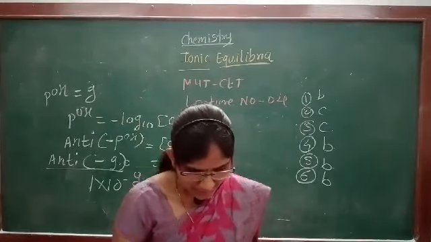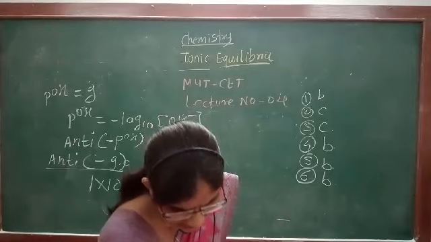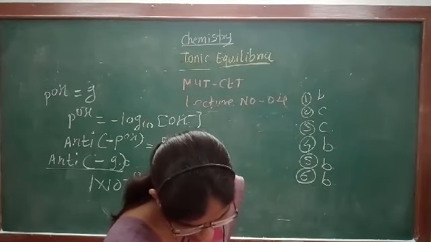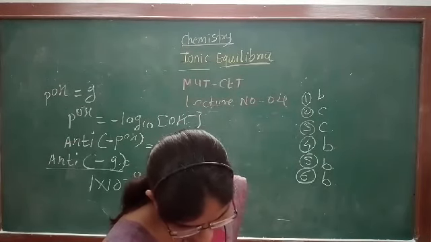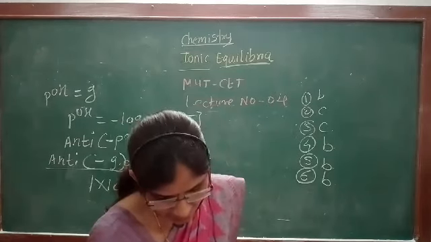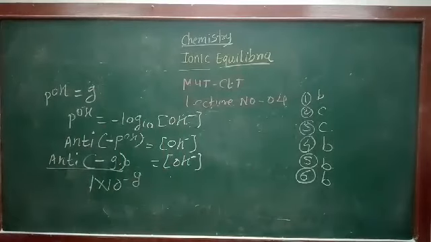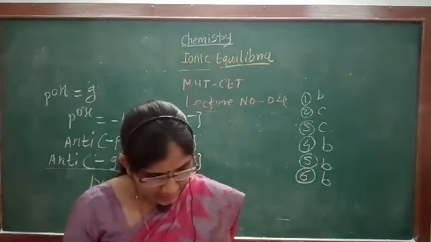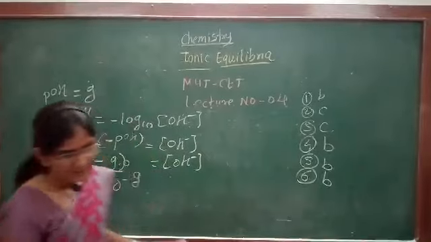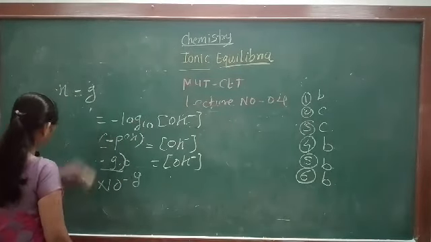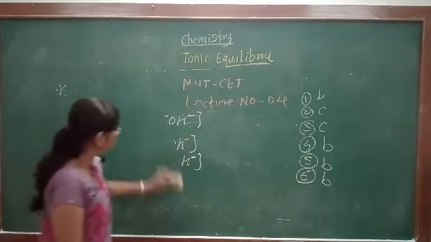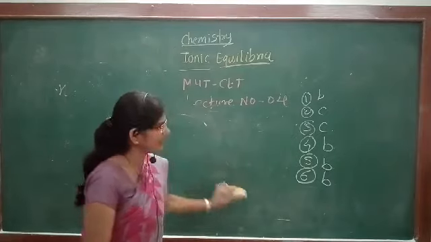Next, the pH of an aqueous solution containing 0.49 gram of H2SO4 in 1 liter is. Now in this example, we have to find the pH of which solution, H2SO4, and its weight in grams is given to us.